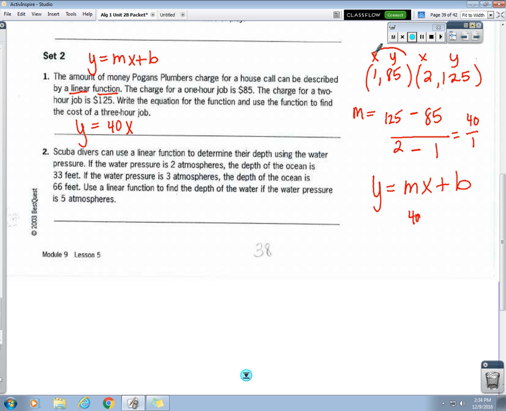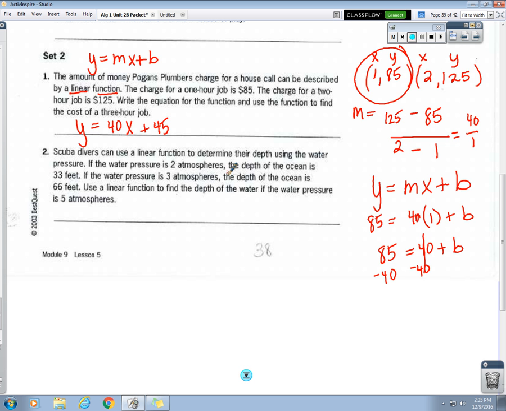Okay, so if you're going to work with this point, 85 is the y. So can't we plug it in for y? And that means 1 is the x. So we're going to plug it in for x. And now, doesn't that become 40? So 85 equals 40 plus b. And now to solve for b, what will we do? Subtract 40 on both sides. So b equals 45.